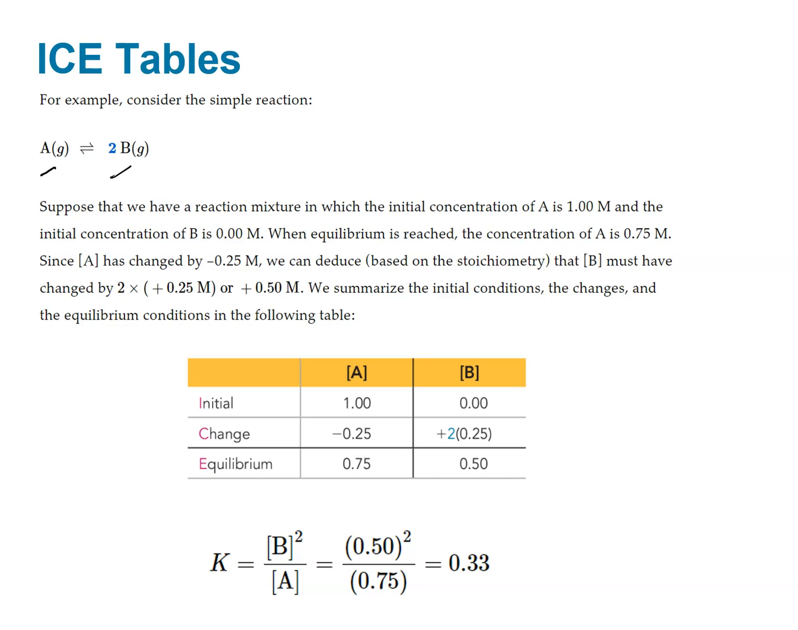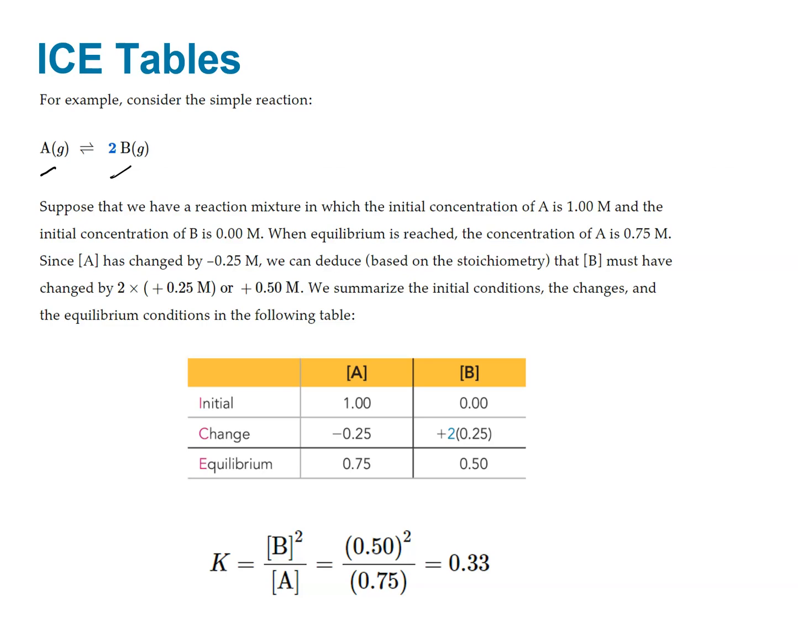So let's say we set up a reaction mixture in which the initial concentration of reactant A is 1.00 moles per liter. Under these initial conditions, because no reaction has taken place yet, the initial concentration of B is 0 moles per liter. After reaching equilibrium, we determine experimentally that the concentration of A is now 0.75 moles per liter. Because there's a delta, or a difference, of negative 0.25 moles per liter in the concentration of A, for every mole of A that is consumed as a reactant, 2 moles of B will be produced. This means that because we lost 0.25 moles per liter of A, we will gain 0.5 moles per liter of B.